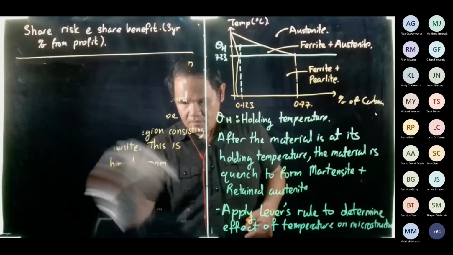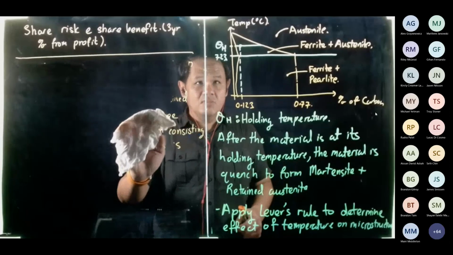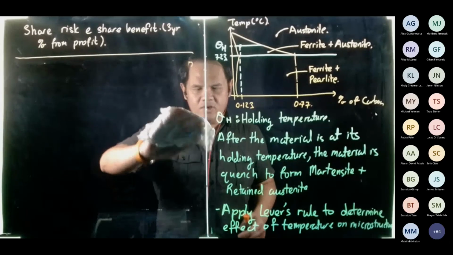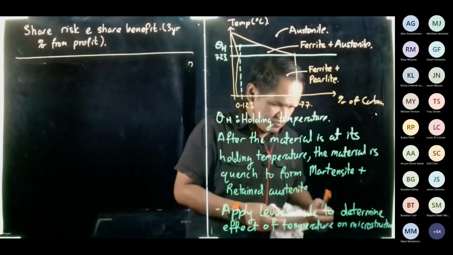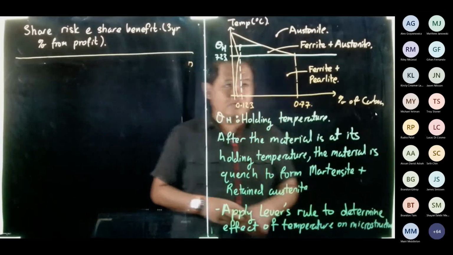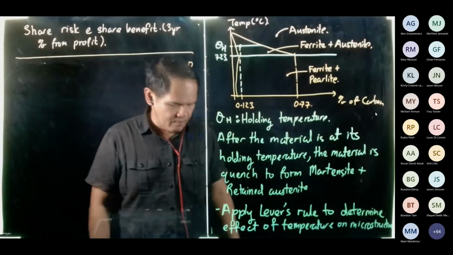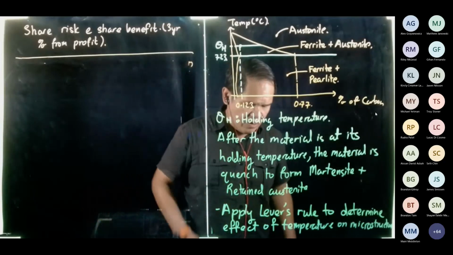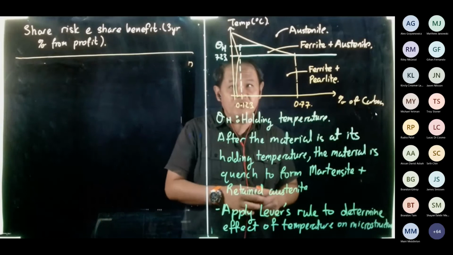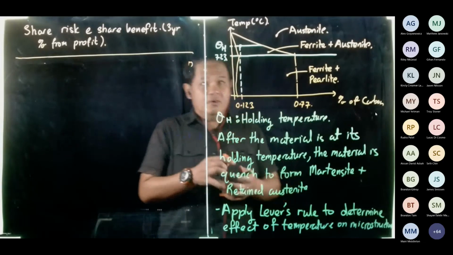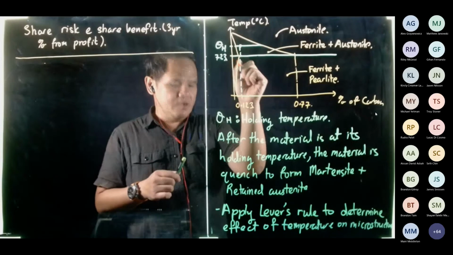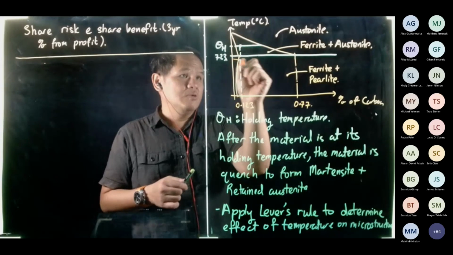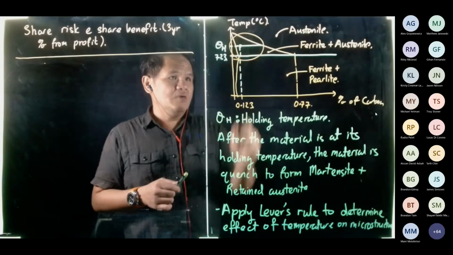Are you holding the temperature at 723? Is that what it is? No, it's not at 723 for this case. 723 is the line that goes across. It's the eutectic temperature. So I'm going to expand this part of the phase diagram. I'm going to blow this up.